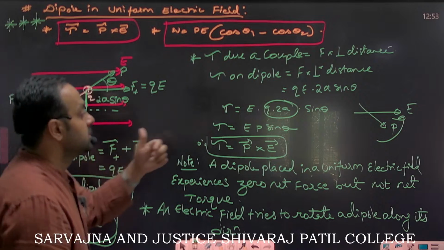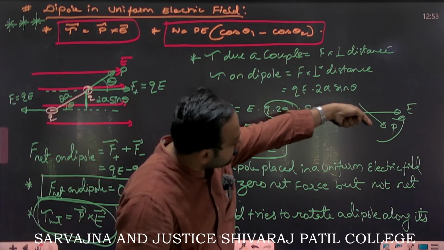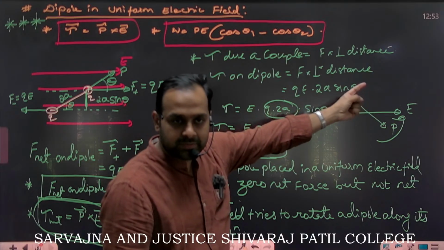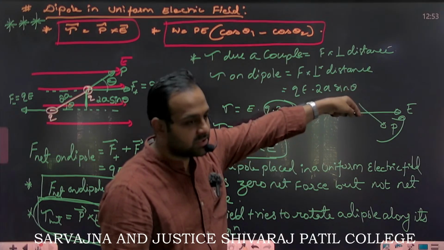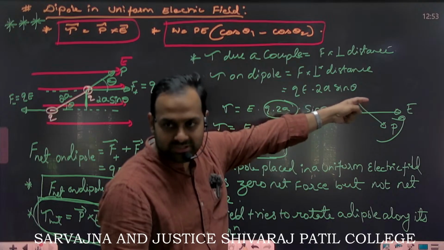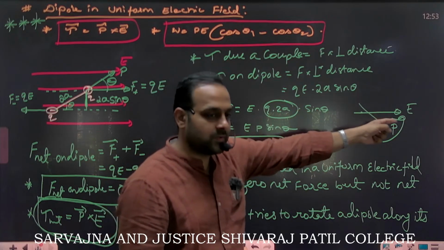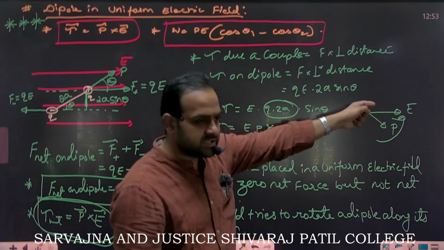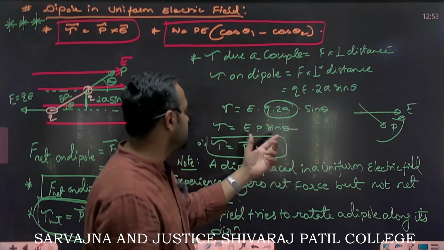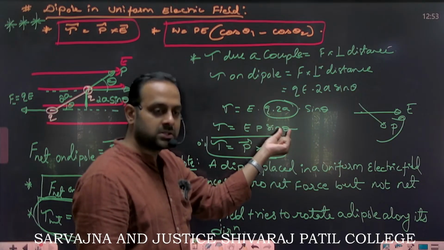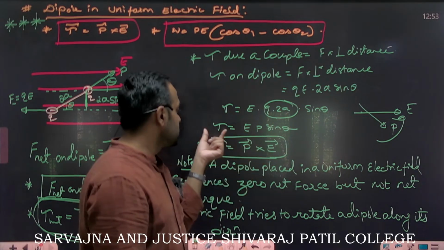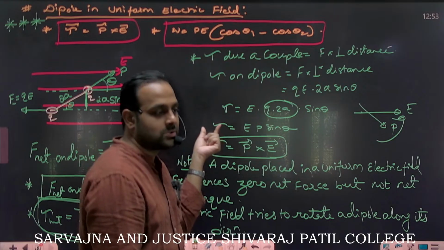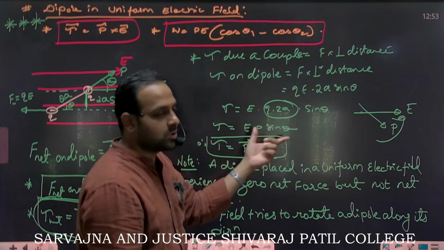So when the dipole is rotating, is the dipole moment changing? P is what? P is Q into 2A. That is not changing. Electric field E, we have already taken that it is uniform. So while rotating, P is not changing, E is not changing, but what is changing? So does torque change? As it rotates, torque also changes.